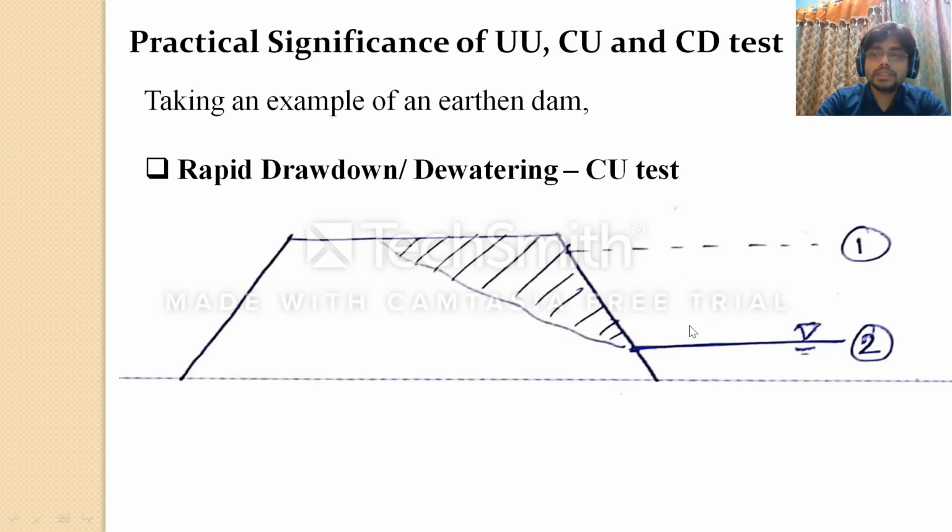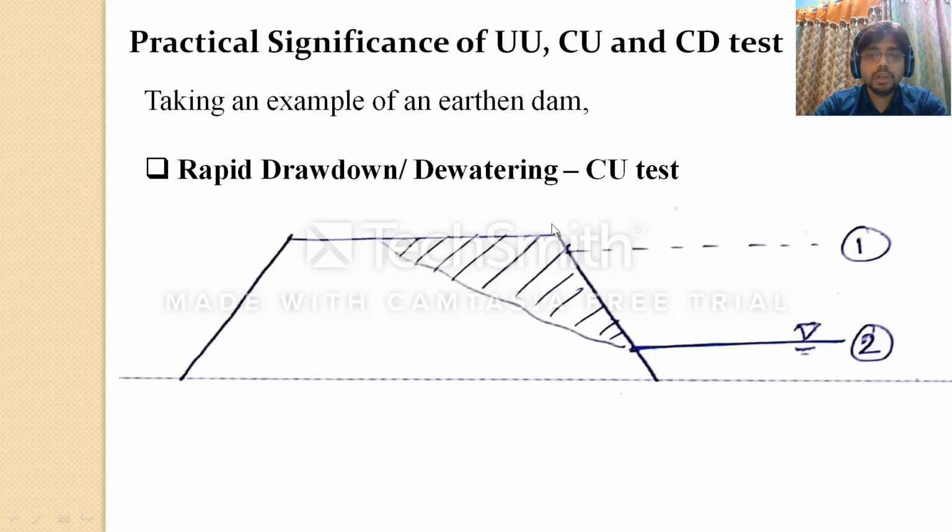Now, due to this rapid drawdown, this particular soil area will be having undrained conditions. Why? Because they are having the water pressure. There was a water level at one, so it will be having some water in it, and we are suddenly dewatering the water to level 2. But this water in the soil sample will stay there and will not be removed quite easily. So they will be tested under the CU test.